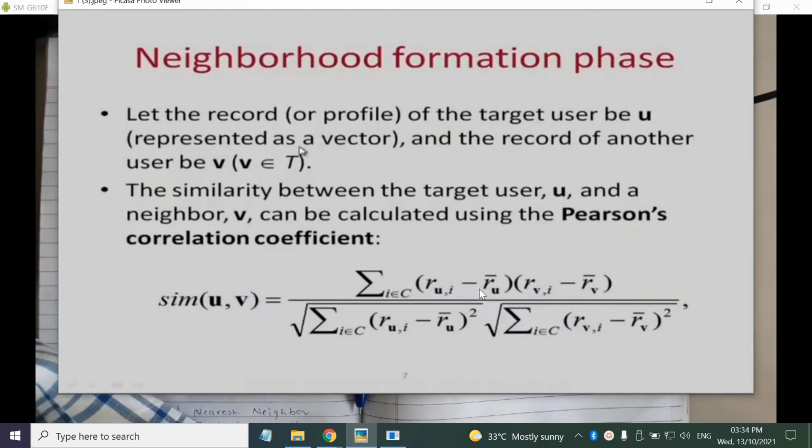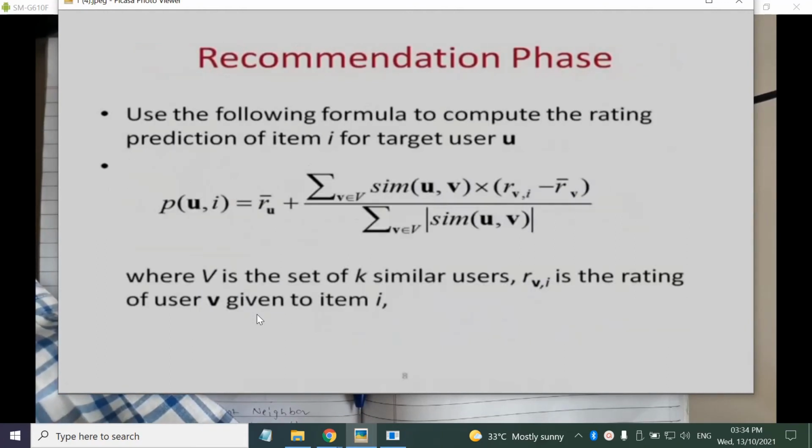Any doubt? By dividing by this denominator, we are bringing that value into the range minus 1 to 1. So this formula will give us the similarity between these two vectors. We'll select the topmost k vectors, and that will be the neighborhood of u. The second phase will be the recommendation phase.